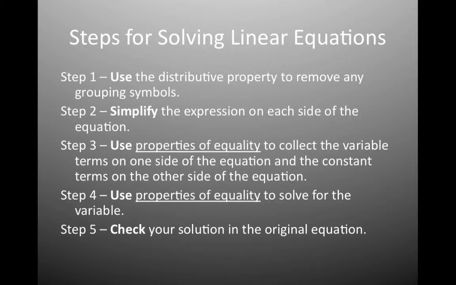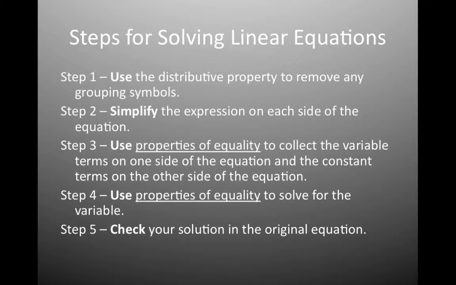Same steps we've talked about the last two times, same steps we're going to use to actually solve this linear equation. Steps don't change. Start with the distributive property, simplify on each side, make sure you combine like terms, use properties of equality to move variables from one side to the other. You want to collect all the variables on one side and all the constants on the other side so that they're on separate sides. And then you want to solve for the variable all alone by itself.